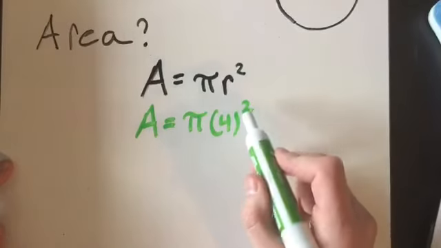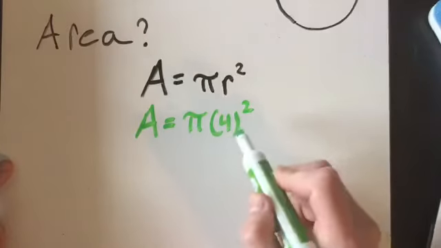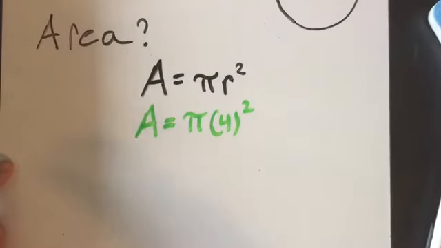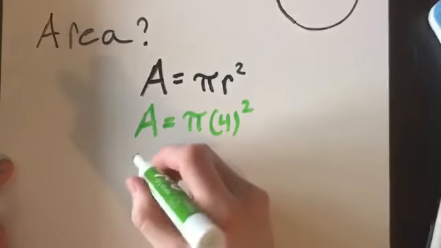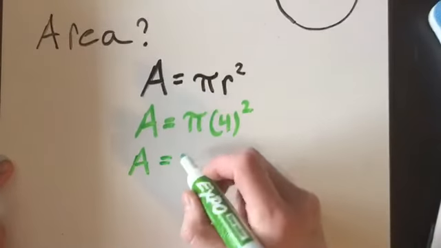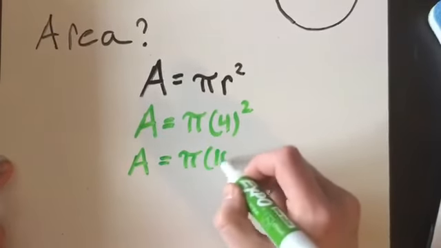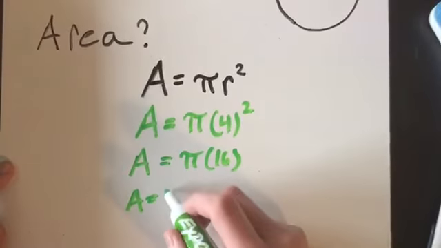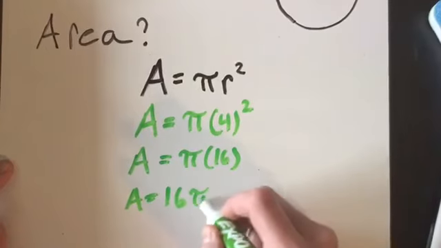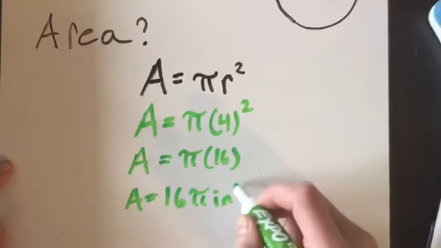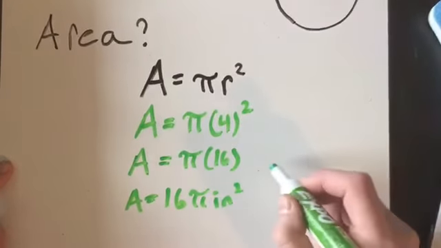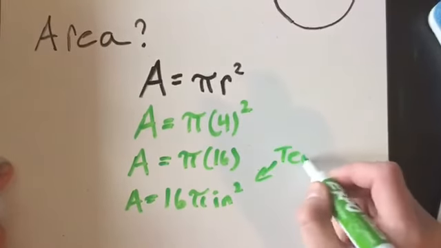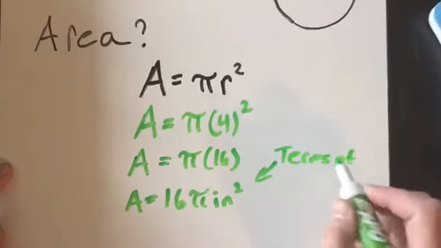PEMDAS, our order of operations, says we have to do exponents before we multiply. So we're going to do 4 squared. And we should just know that 16, doing 4 times 4 or using the exponent button on your calculator. Okay, so we'll get pi times 16. And if we want to leave our answer in terms of pi, we would say 16 pi, then put our unit. Area is a square unit, so it would be inches squared. So that's our answer in terms of pi.